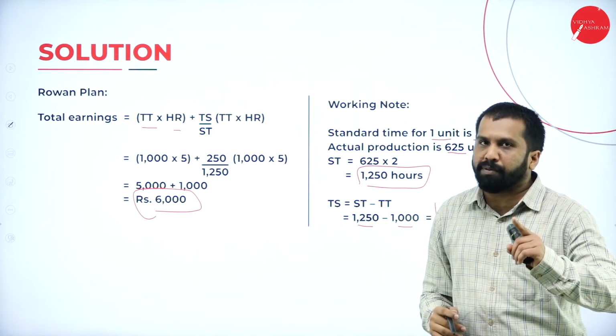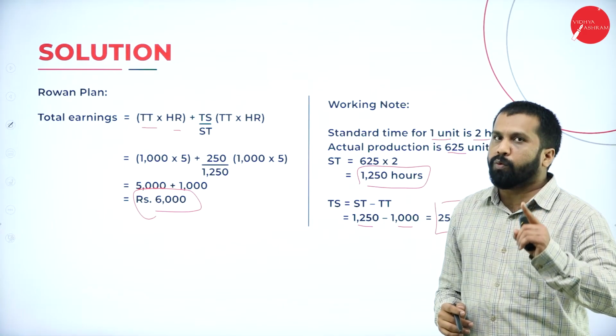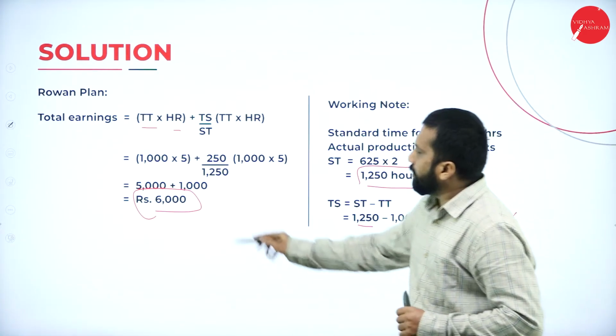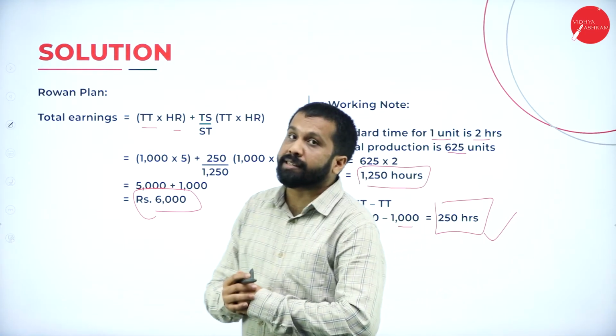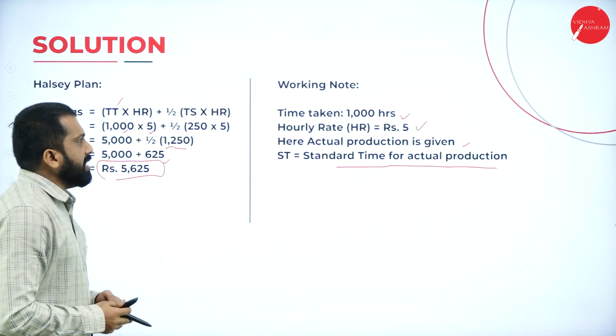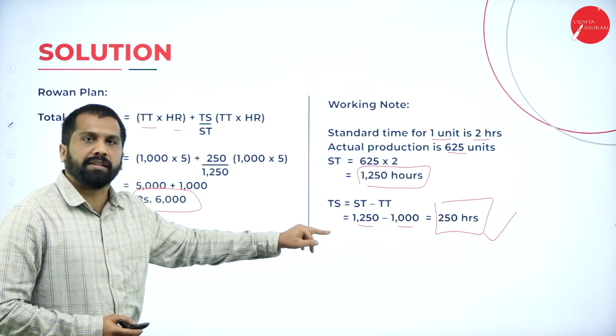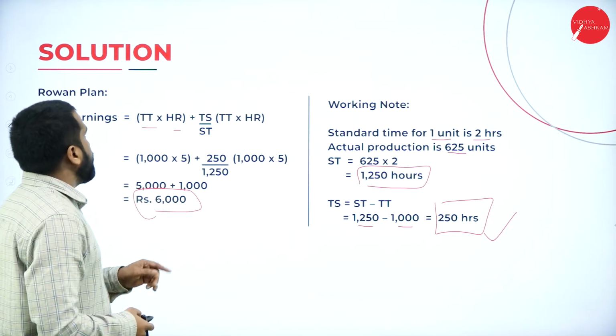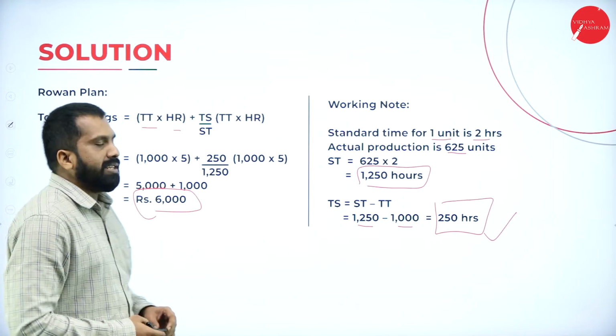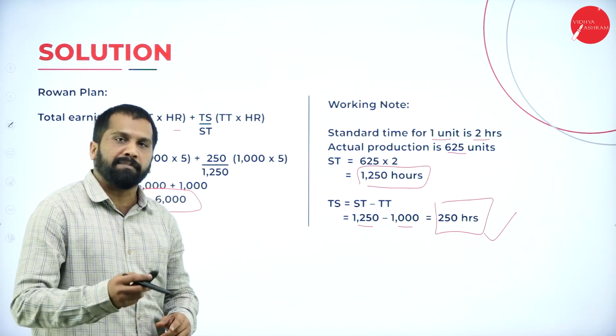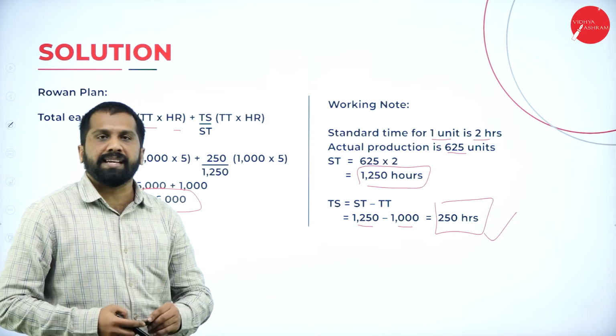There is only one person. We are calculating only for one person. So as per Rowan plan, your answer is 6,000. Clear? So this working note is a continuation. Clear? Yes. Now, this is your problem number 7. Please take a screenshot of problem 7. We'll go for problem number 8.